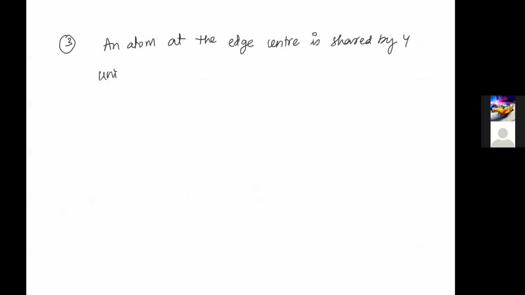So third point: an atom at the edge center is shared by 4 unit cells in the lattice. So its contribution will be 1 by 4 to any particular unit cell.